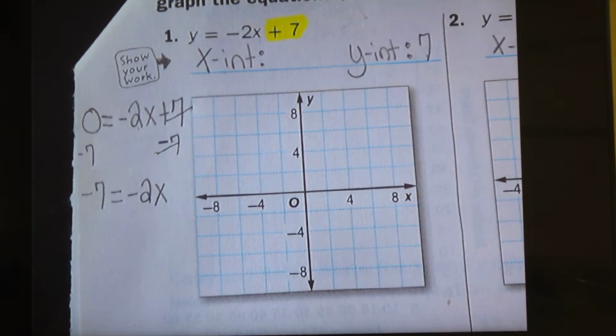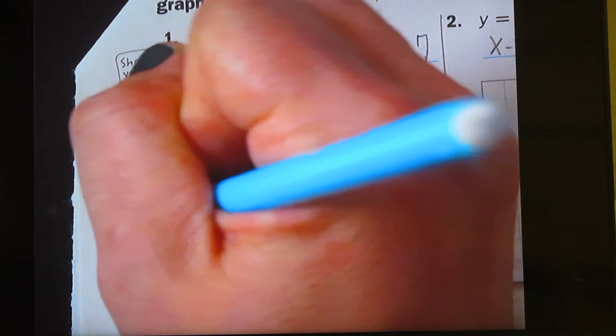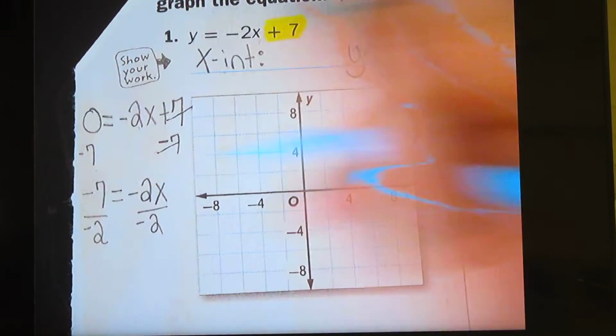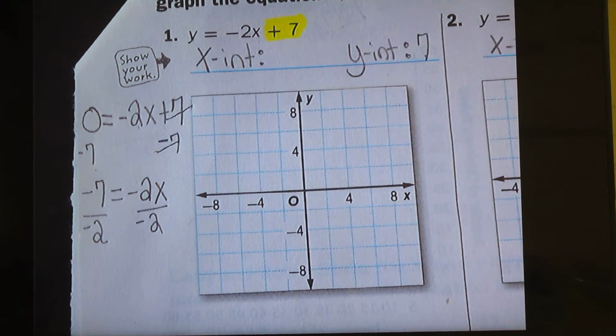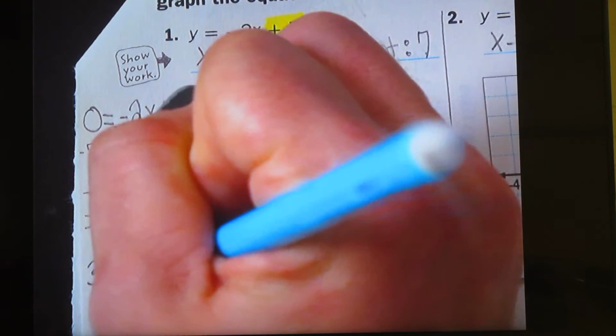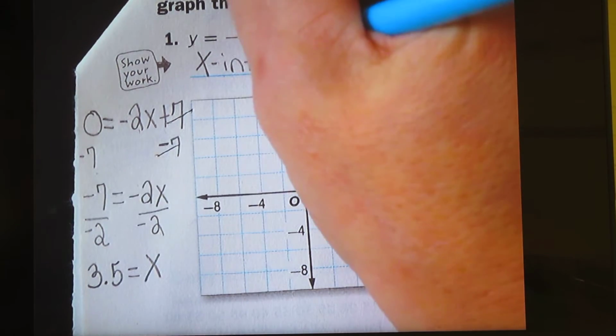Our final step to this two-step is to get rid of this times -2, so we divide by -2 on both sides. A negative and a negative make a positive, and if you type 7 divided by 2 into your calculator, you will get 3.5. So, my x-intercept is 3.5.